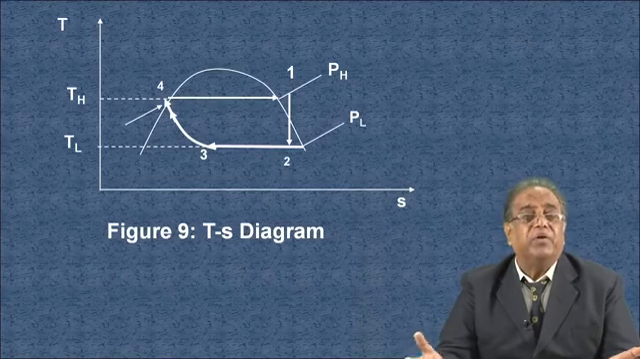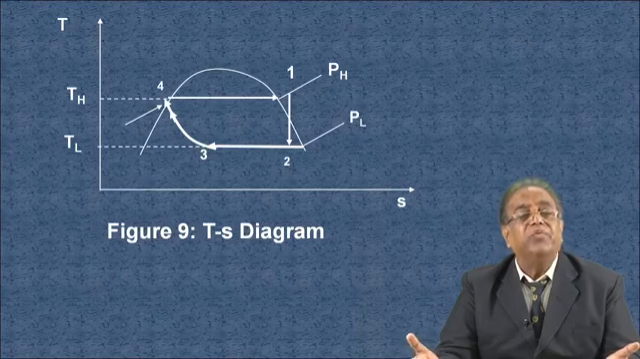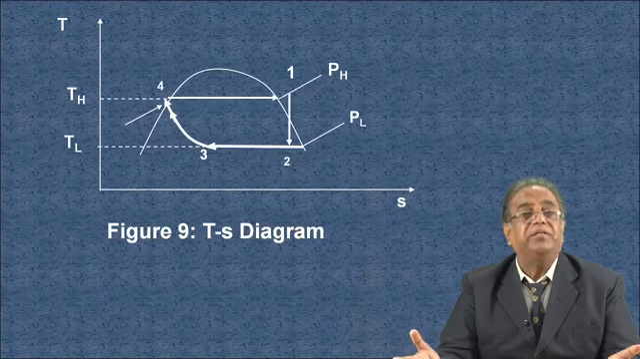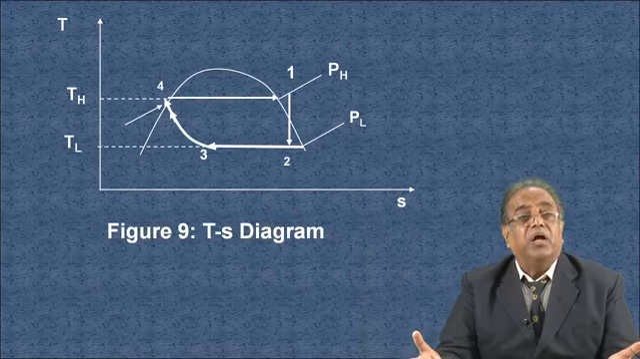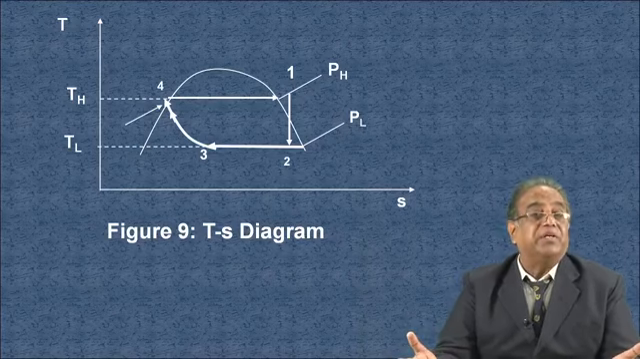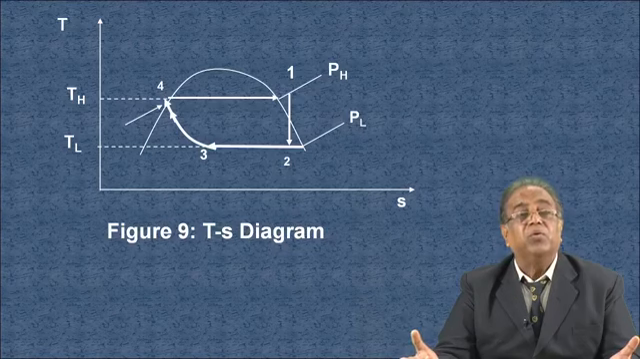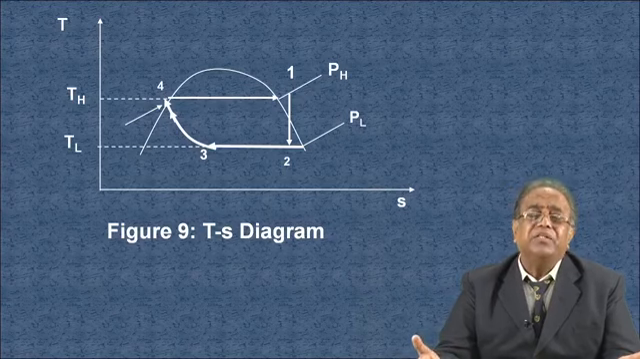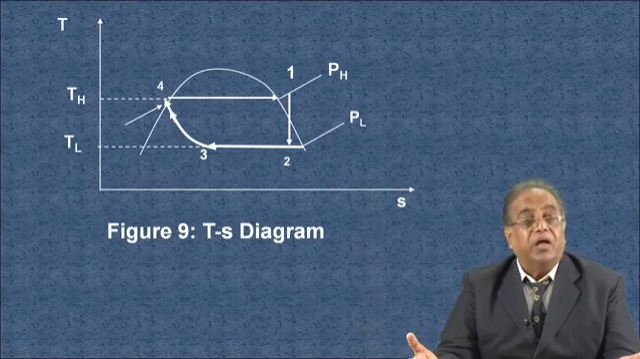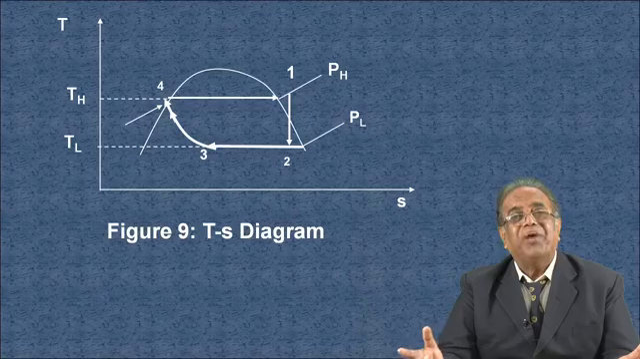The pressure is given, temperature is given. So from the steam table, we can calculate the value of enthalpy at point 1, that is H1. But how to calculate the enthalpy at point 2? This is also very simple, because since it is an isentropic process, at point 1 the entropy is equal to the entropy at point 2. So S1 is equal to S2. But how to calculate S1? This is very easy, because pressure is given, temperature is given, from the steam table you can get the value of entropy at point 1.